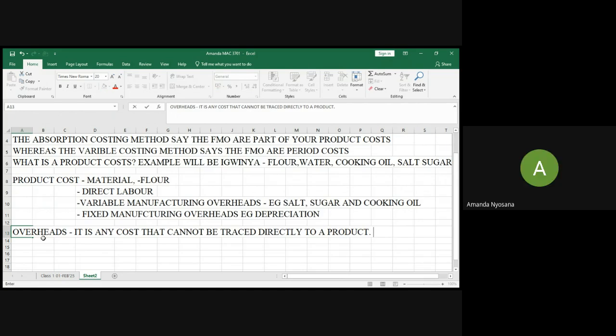Those are fixed manufacturing overheads. Those are fixed manufacturing overheads. Okay.